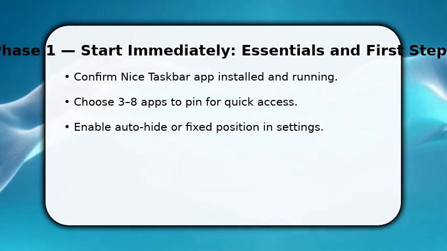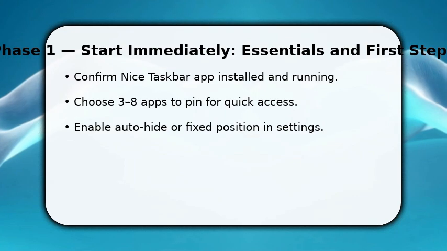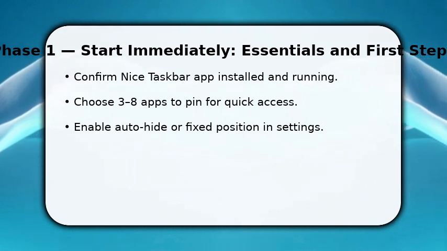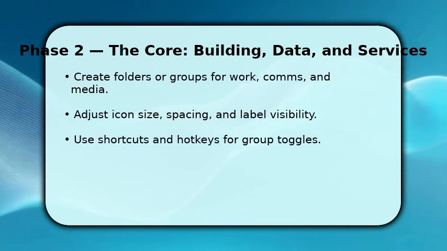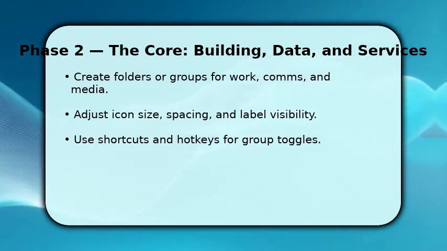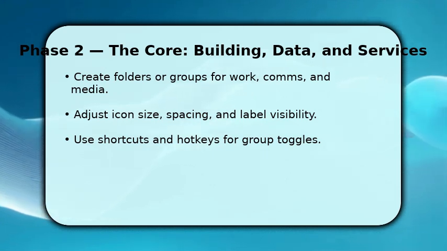Now move on to layout tuning and grouping, which shapes how you glide through tasks all day. Once your essentials are pinned, customize layout and groups to reduce friction. You should create separate groups, work, comms, media, and assign icons accordingly, then adjust icon size and spacing so items fit without crowding. Make labels visible only where you need clarity.